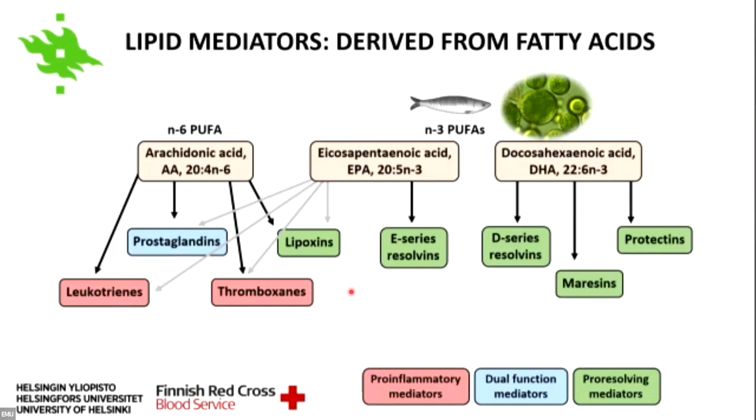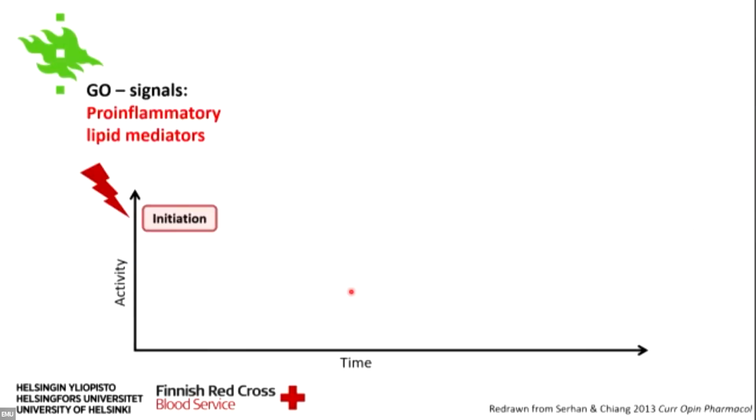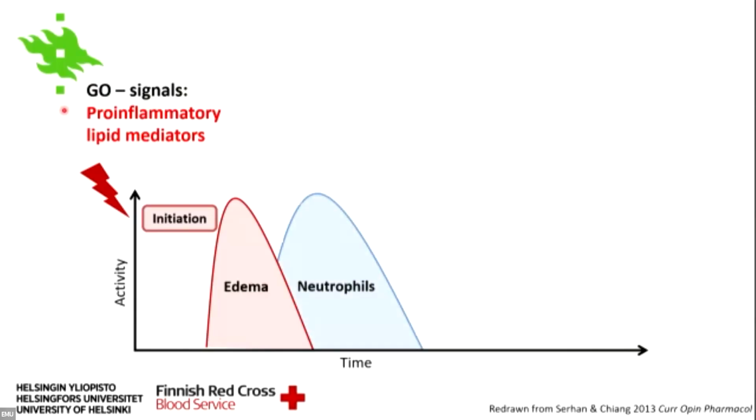But what is the function of these mediators in the scope of inflammation? First we have a trauma, injury, and initiation of the inflammation. We have edema and swelling in the inflammatory sites, and this is mediated by the pro-inflammatory mediators. For example, from the lipid mediator perspective, the prostaglandins and leukotrienes also attract neutrophils to the inflammatory sites. And then when the neutrophils are peaking, we have the acute inflammation.